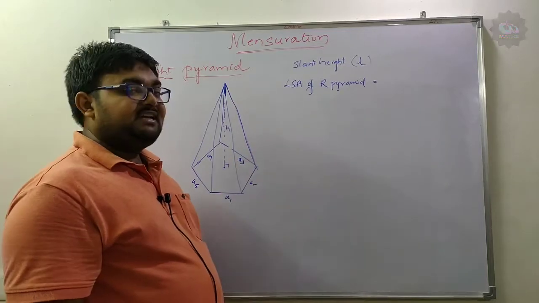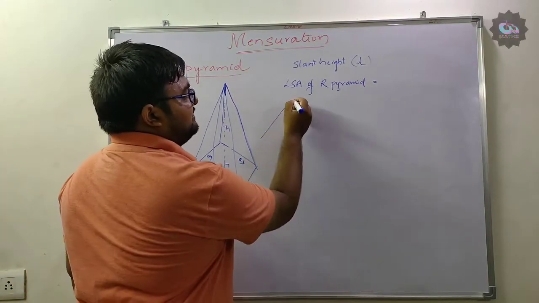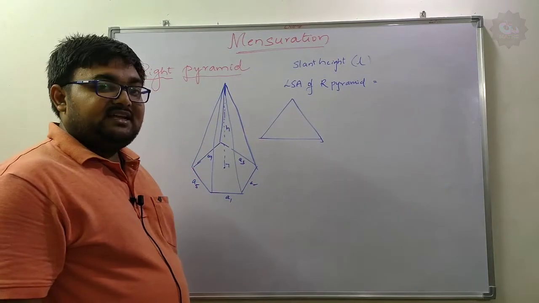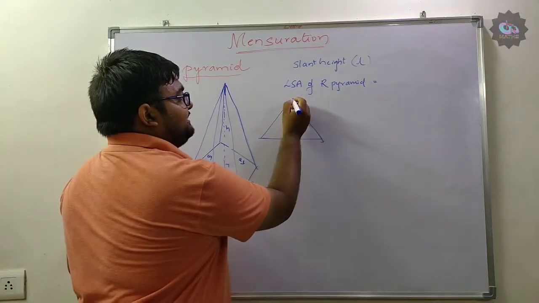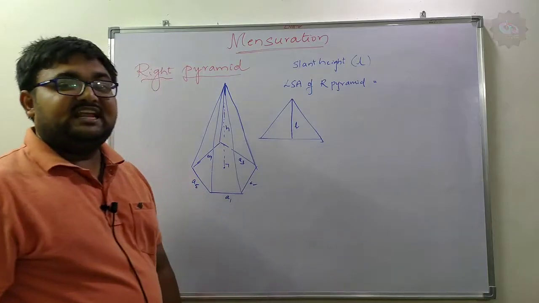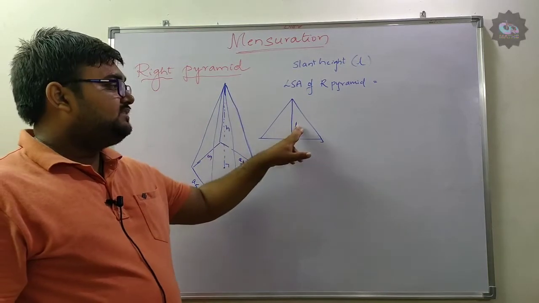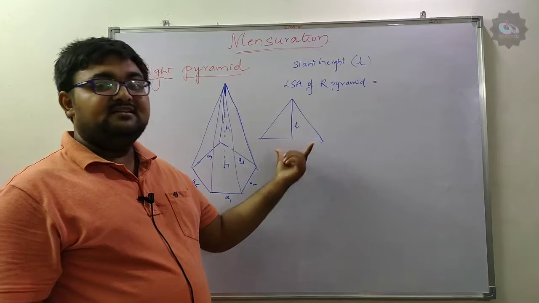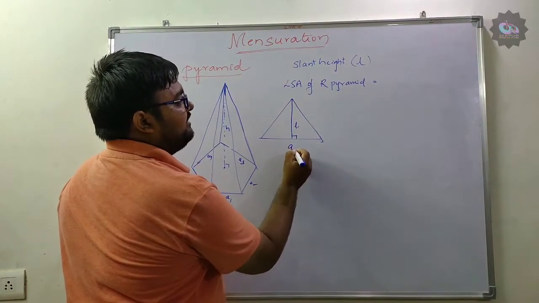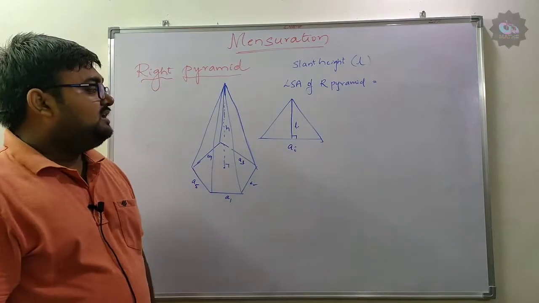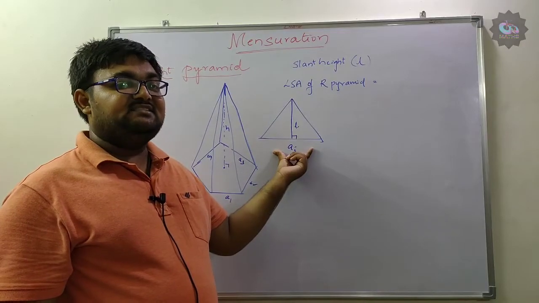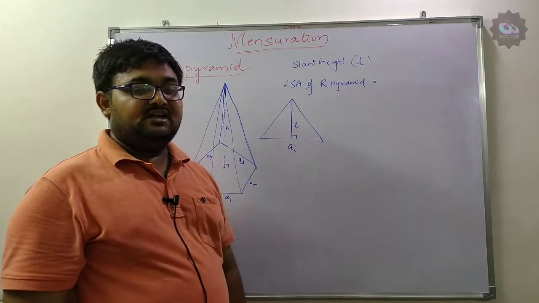So if you consider each triangular face, this particular height is the slant height of the pyramid. For the pyramid this will be the slant height, but for my triangle this will be my height. So likewise I am going to have the side Ai. Now I already know that the area of this particular triangle is given by half into base into height.